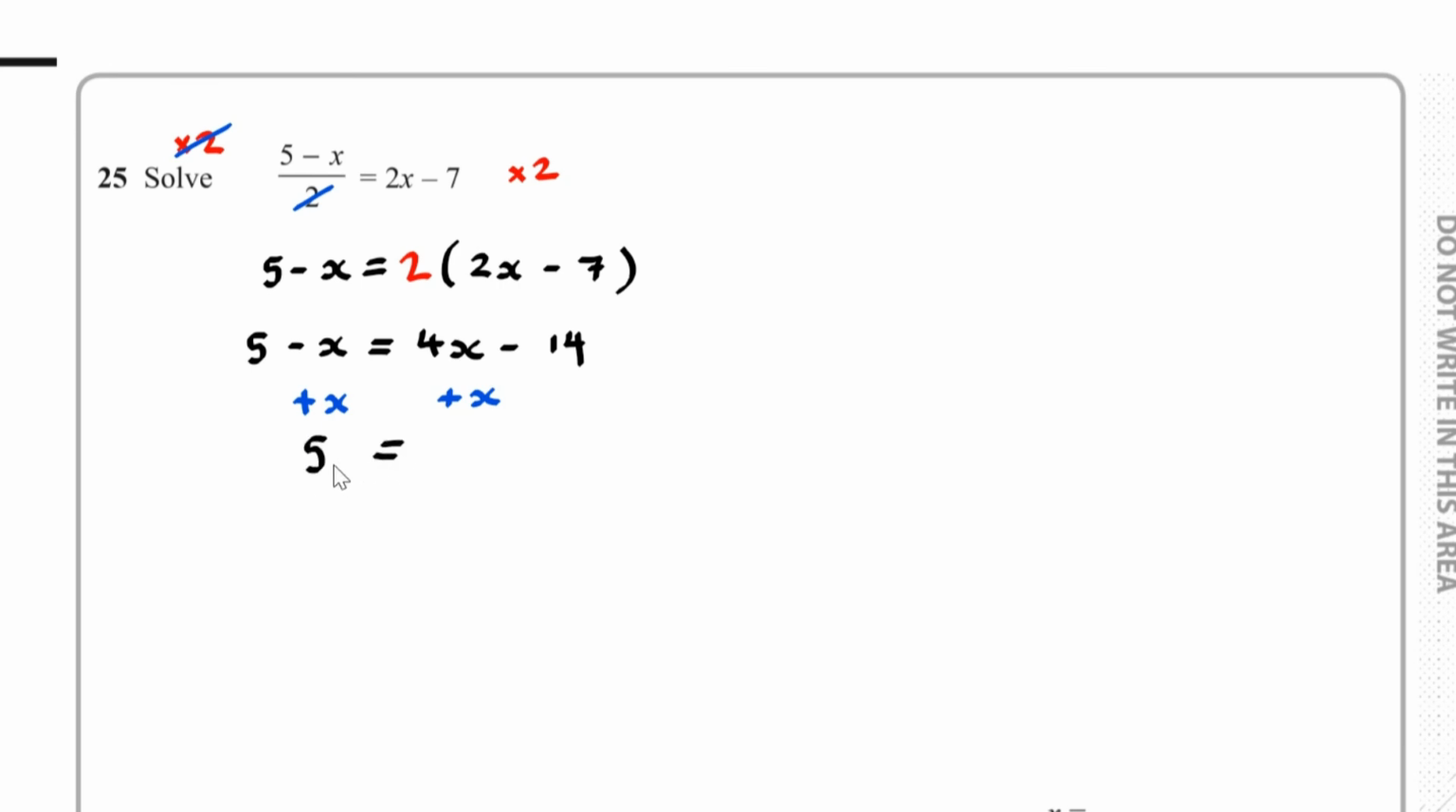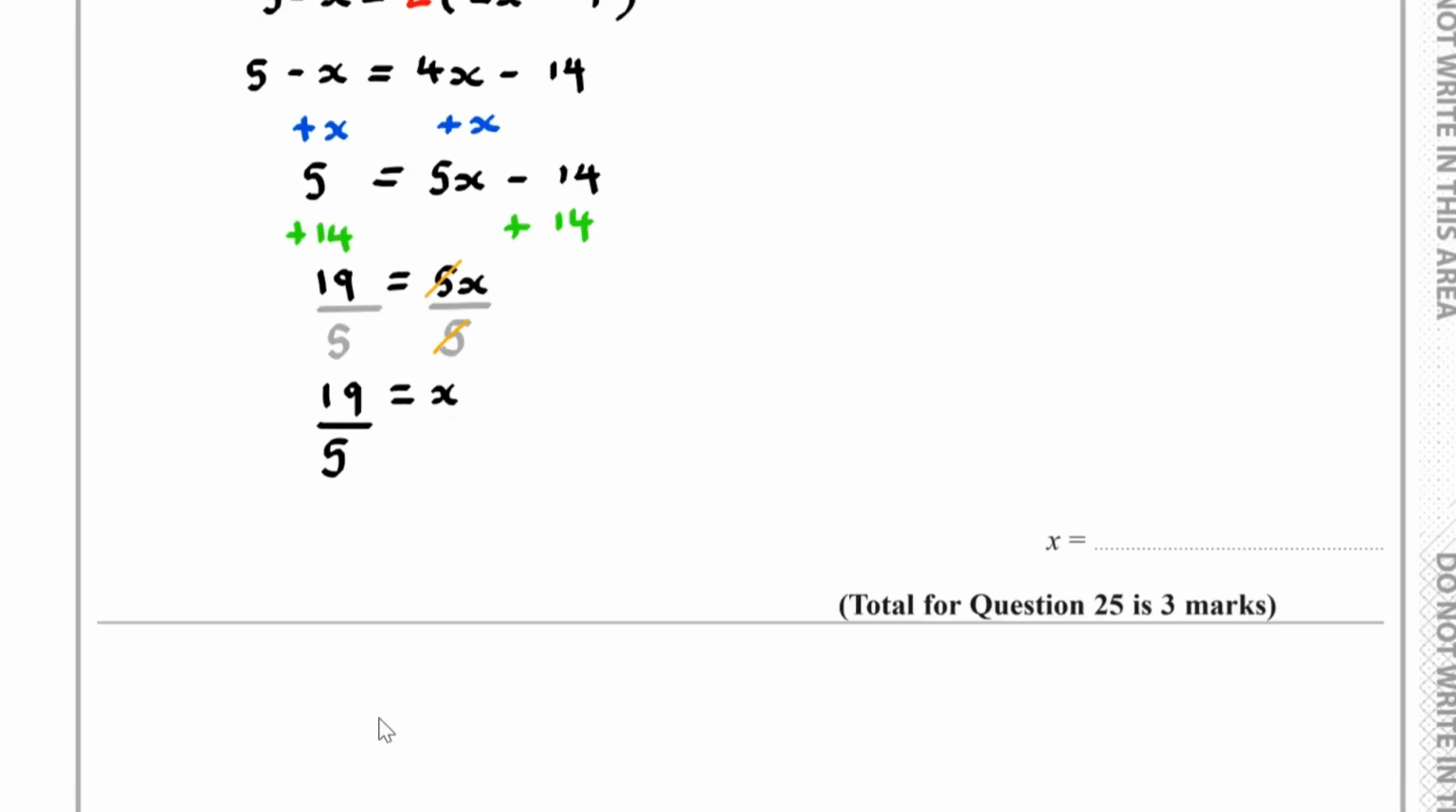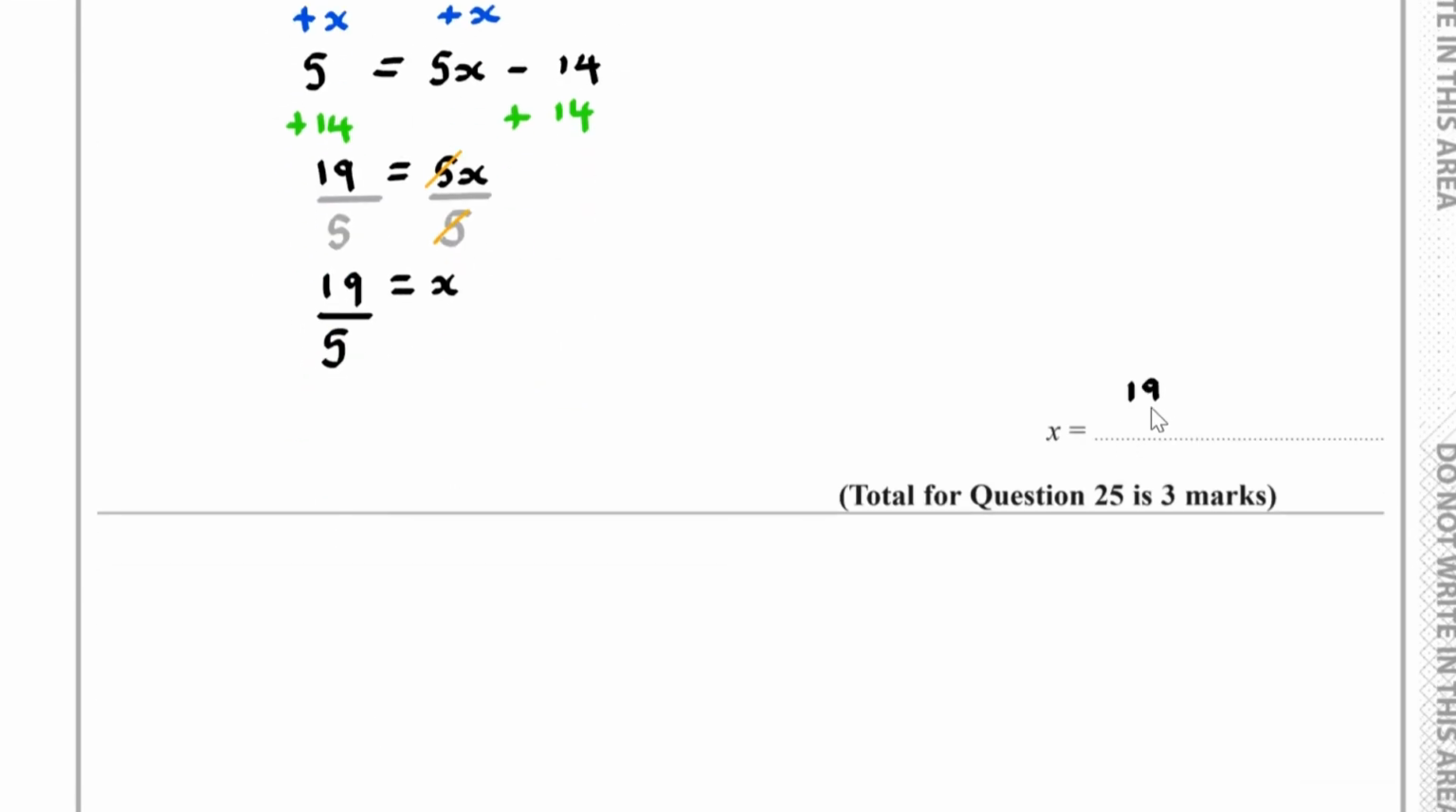So we have 5 equals 5x minus 14, and if I add 14 to both sides, that means 5x is equal to 19, and if we divide both sides by 5, that means x is equal to 19 over 5.